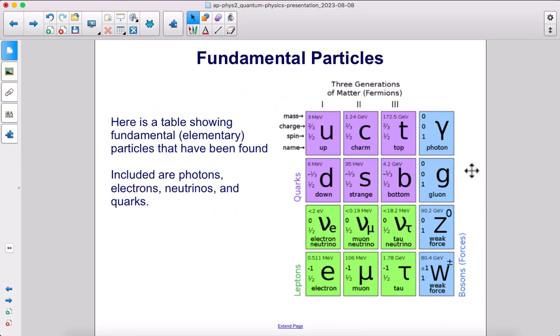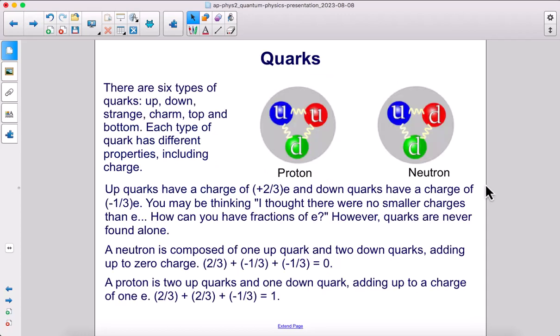Here is a table showing fundamental particles that have been found. Included are photons, electrons, neutrinos, and quarks. There are 6 types of quarks: up, down, strange, charm, top, and bottom. Each type of quark has different properties, including charge. Up quarks have a charge of 2/3 e, a positive charge, and down quarks have a charge of negative 1/3 e. You may be thinking, I thought there were no smaller charges than e, the elementary charge. How can you have fractions of e?